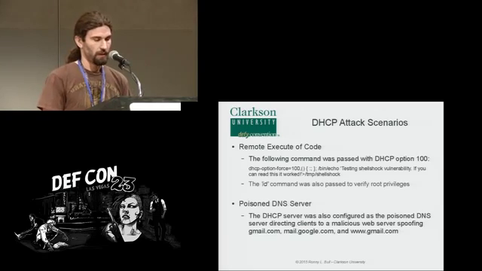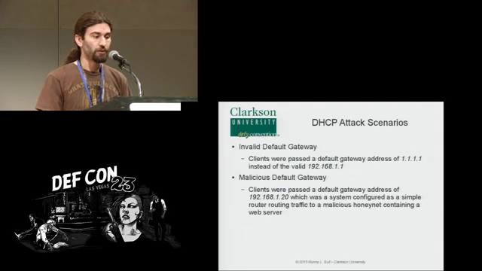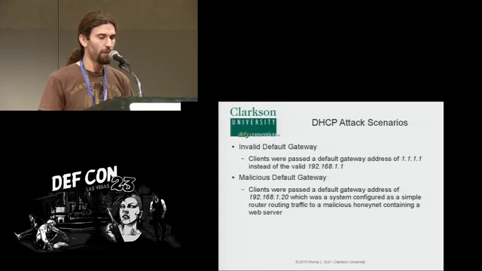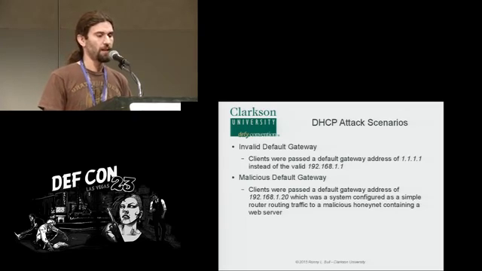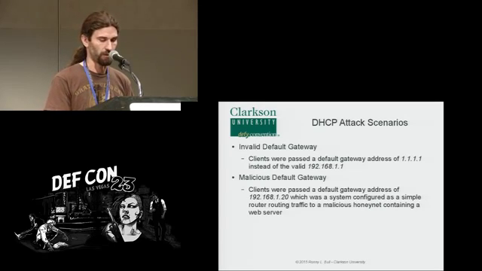it showed that it was running as root. So with the poison DNS server, we just basically gave it the poison DNS server information and then passed it to spoof Gmail, mail.google.com, and www.gmail.com to steal the user credentials. Invalid default gateway attack, we passed 1.1.1.1, so just basically denial of service to the systems. And then the malicious default gateway, we gave it that 1.20 address, which was our router system set up to pass it out to another honeynet.